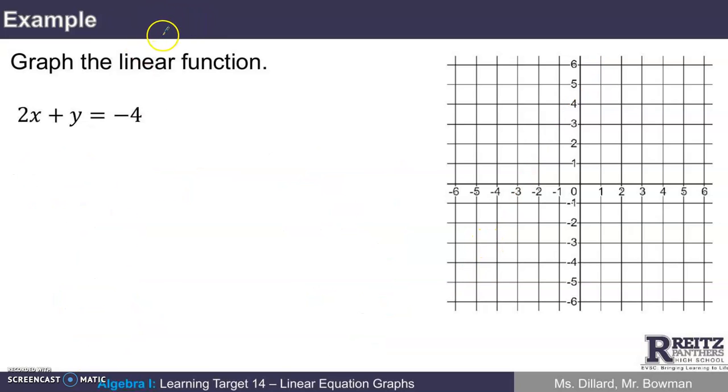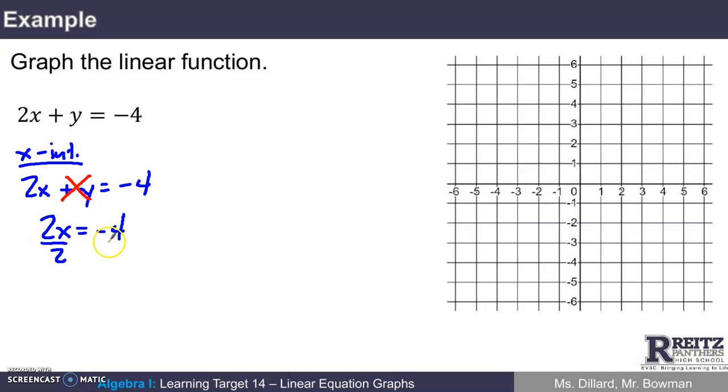Let's look at another example. It says graph the linear function 2x plus y equals negative 4. So to find the x-intercept, I'm going to think about taking the equation 2x plus y equals negative 4. And to find the x-intercept, I'm going to cover up the y term, or cross out the y term. I'm going to let y be 0. And what I get is 2x equals negative 4. And if I solve that equation for x, I get x equals negative 2. Or, since I let y be 0, I get negative 2, comma 0. Which is the point right here.